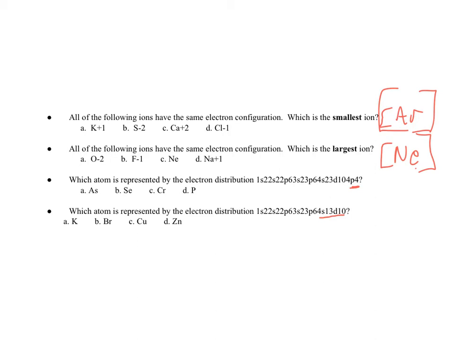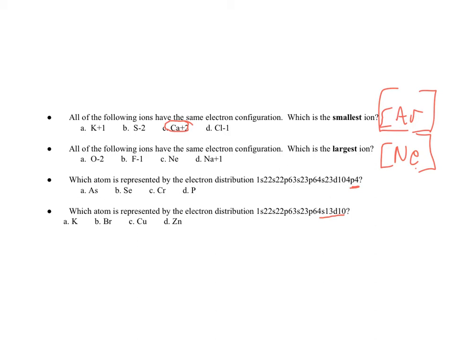Calcium has the most protons and it's lost 2 electrons. Therefore, this is going to be the smallest, right? Remember that cations get smaller, and the more protons it has versus electrons, the smaller it gets.